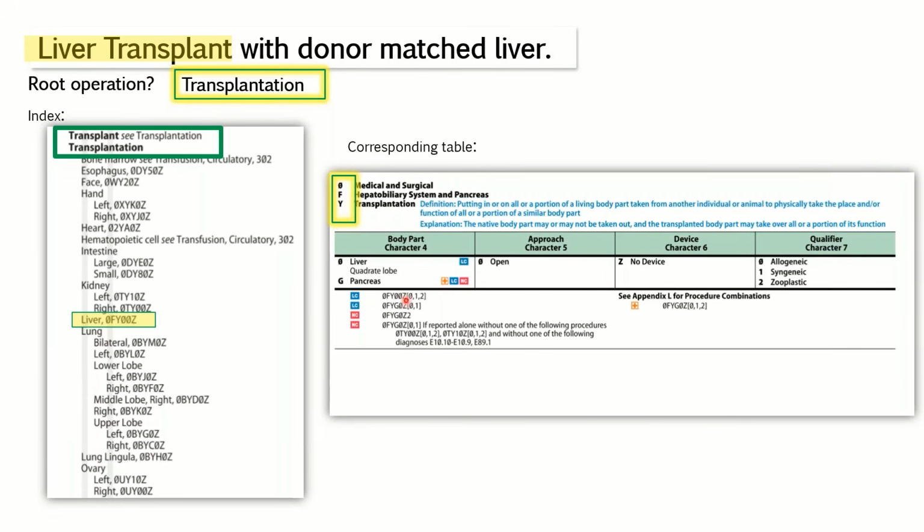All right, so our code given, it lists all 6 codes, and all we have to do is figure out the 7th character. So the 4th character body part shall be liver. The 5th character will be open. We don't have another option. 6th will be no device left in the body. And 7th, we have to determine if this is allogeneic, syngeneic, or zooplastic.